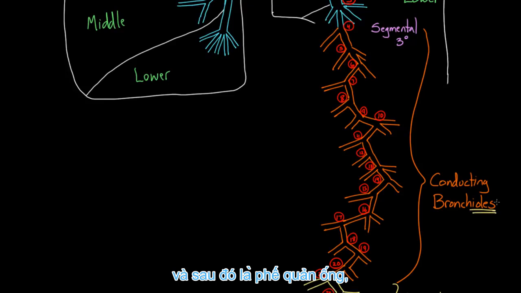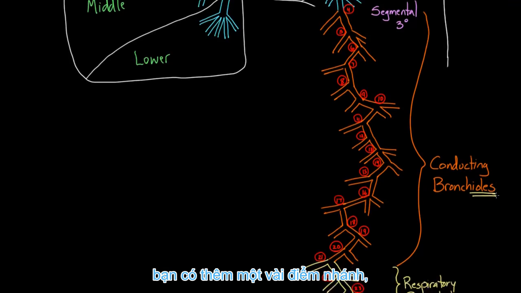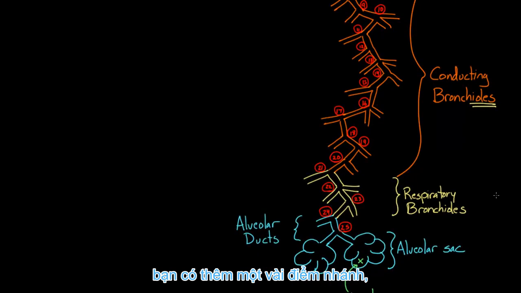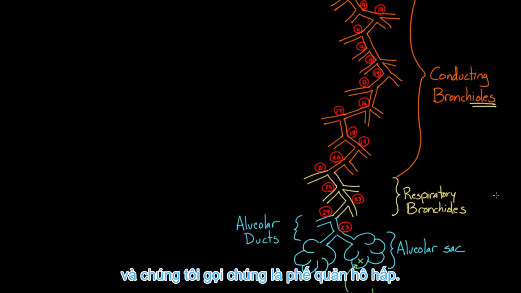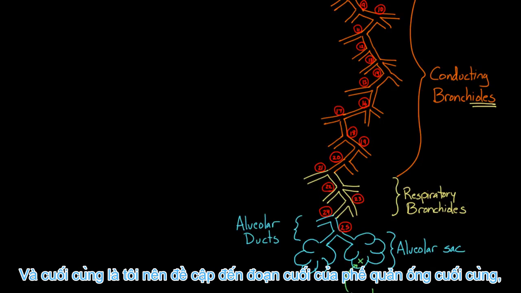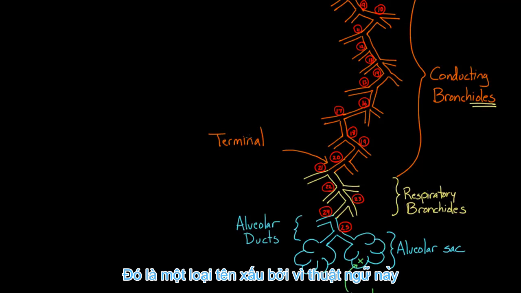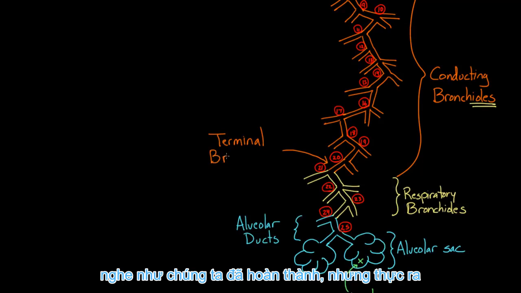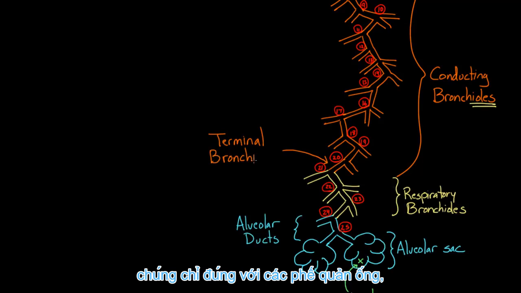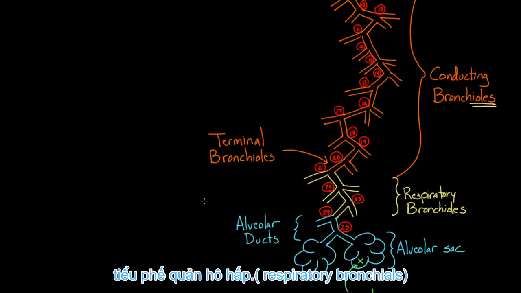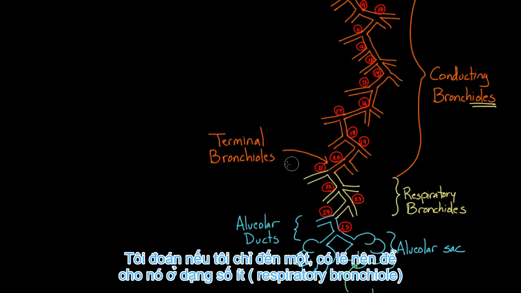And if you see that word, just keep in mind that we're a little bit further along in the lungs. And then after the conducting bronchioles, you get into a few more branch points, and we call them the respiratory bronchioles. And actually, I should mention, the final conducting bronchiole sometimes you'll see called the terminal bronchiole. It's kind of a bad name because terminal sounds like we're done, but actually we're just done with the conducting bronchioles, and we're still going into the respiratory bronchioles.